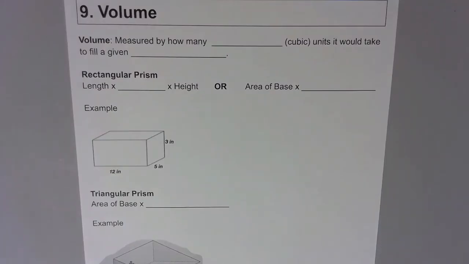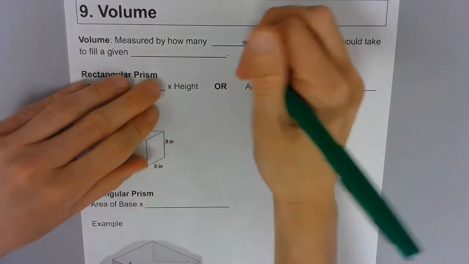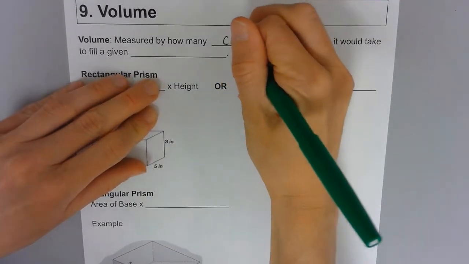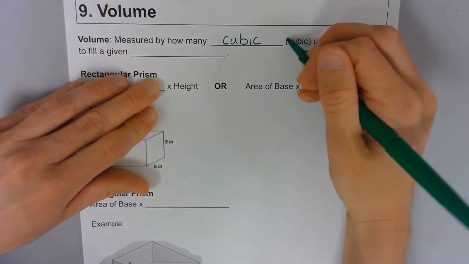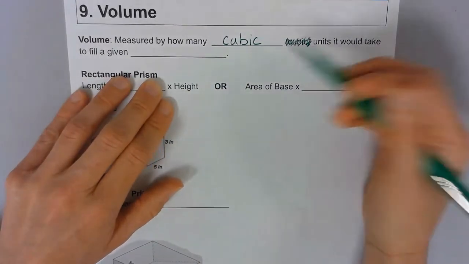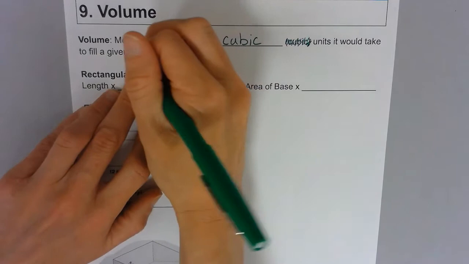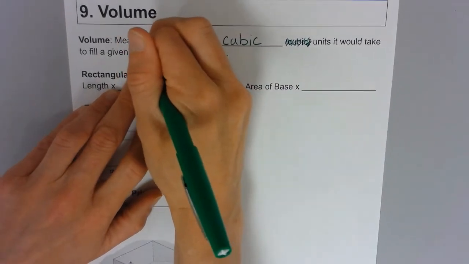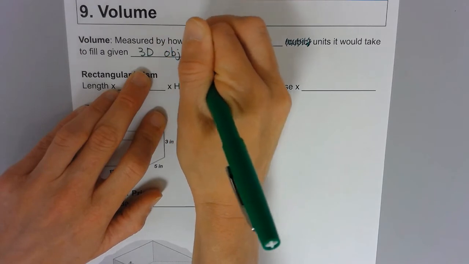Alright, we're going to talk about volume for 3D shapes. The definition of volume is measured by how many cubic units it would take to fill a given 3D object.